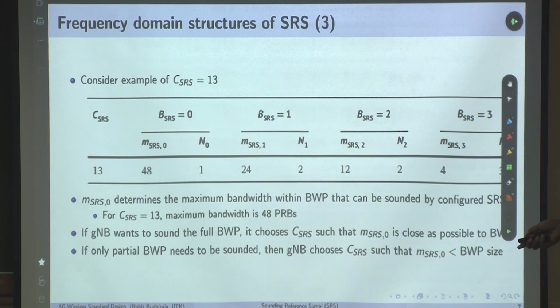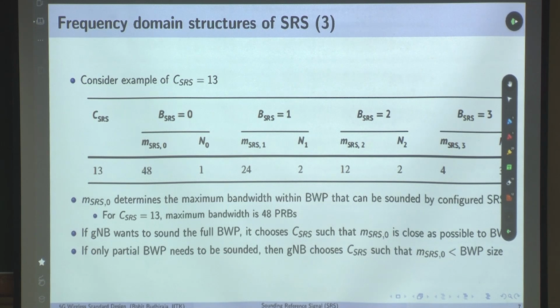And so then what happens? If only a partial bandwidth part needs to be sounded out, then the gNB chooses CSRS such that MSRS 0 is less than the bandwidth part size. So what is happening here? That's the second case: the bandwidth part is larger, but it is interested in finding out the channel in only 48 PRBs. Even though the bandwidth part is larger, the base station is interested in finding out the channel only in a smaller part of the bandwidth. So maybe it has picked CSRS accordingly.